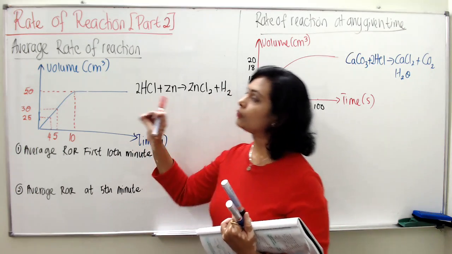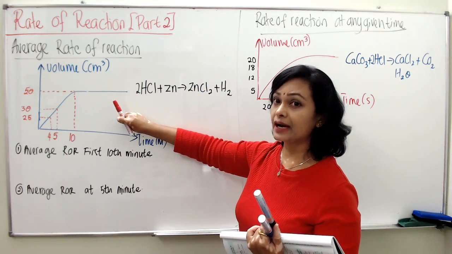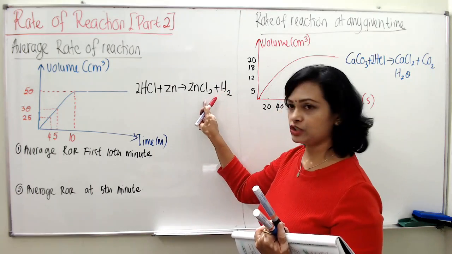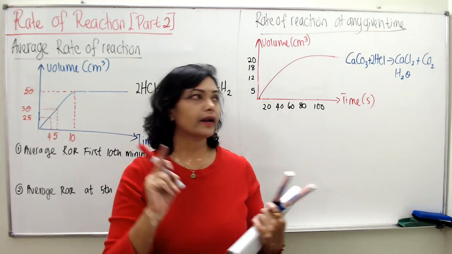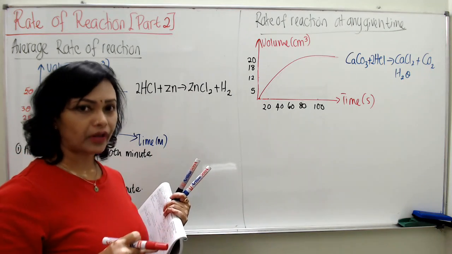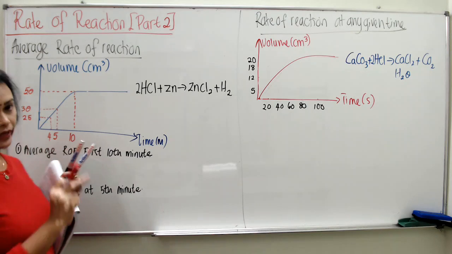Now, teacher will teach you how to find and calculate the average rate of reaction from the graph for a certain reaction, and also the rate of reaction at any given time for another different reaction. Right? Okay, now let's go to average rate of reaction.